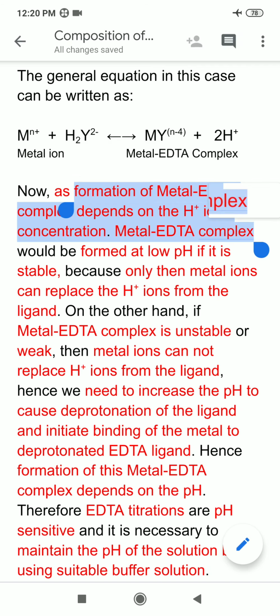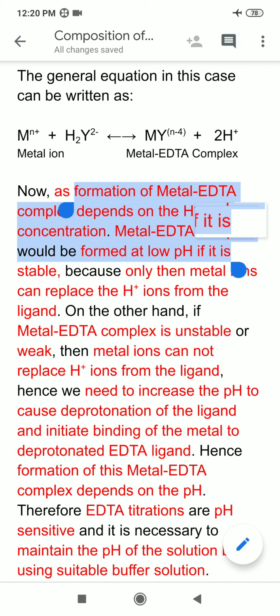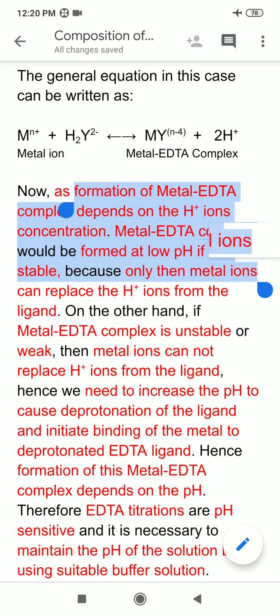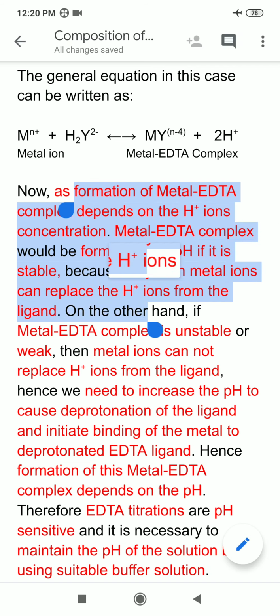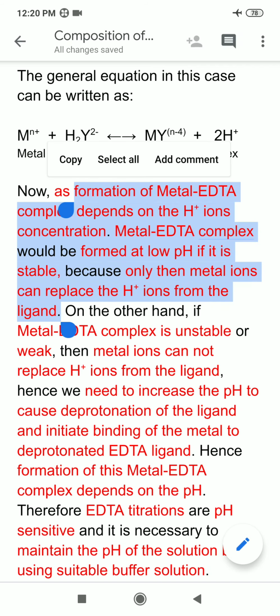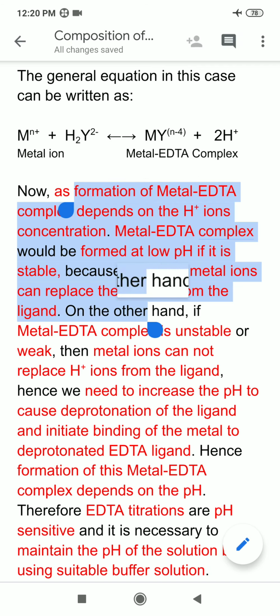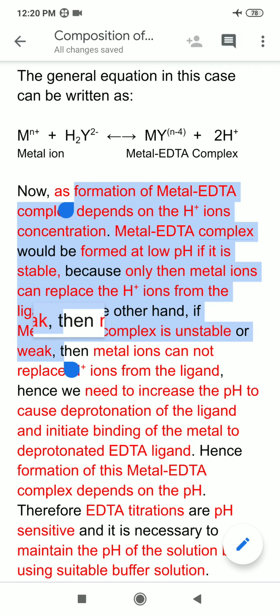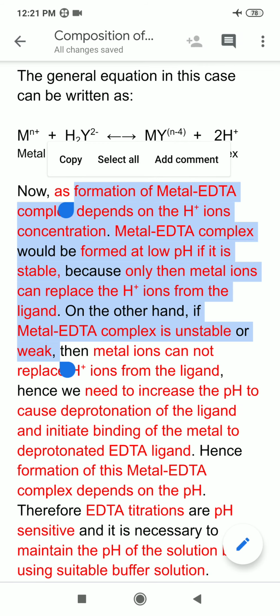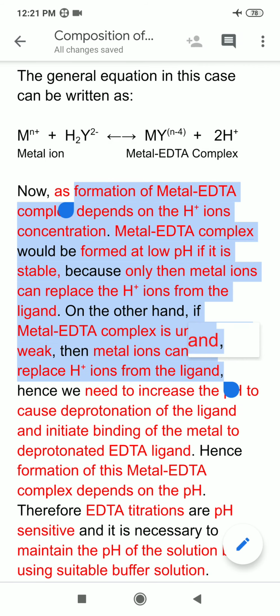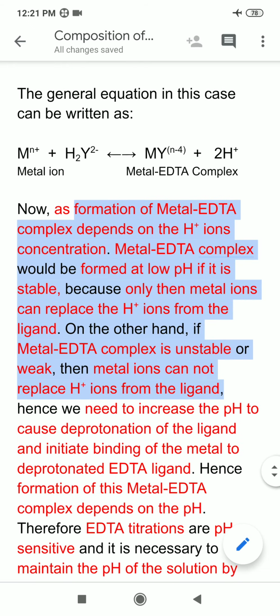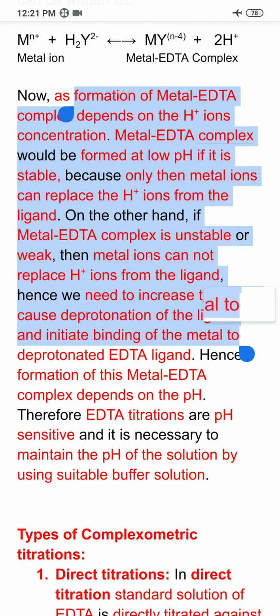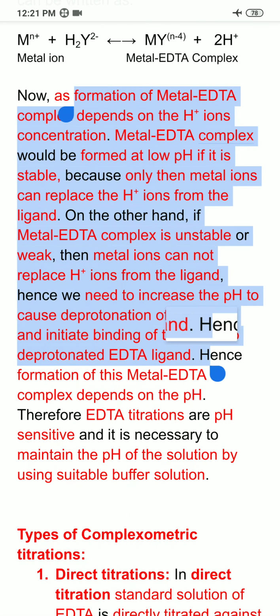So metal EDTA complex will be formed at low pH if it is stable, because only then metal ions can replace the hydrogen ions from the ligand. This I made clear earlier, and I already told you that if metal EDTA complex is unstable or weak, then metal ions cannot replace hydrogen ions from the ligand. Hence we need to increase the pH to cause deprotonation and initiate binding of the metal to deprotonated EDTA ligand.